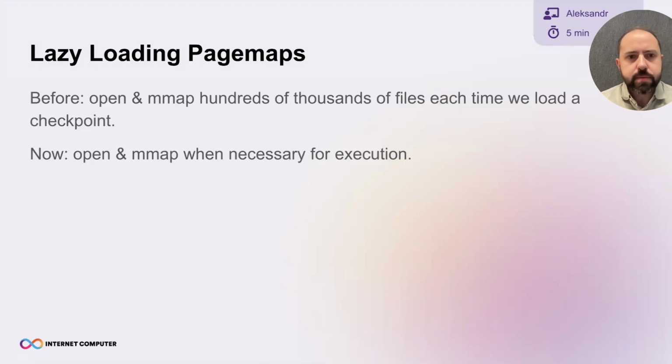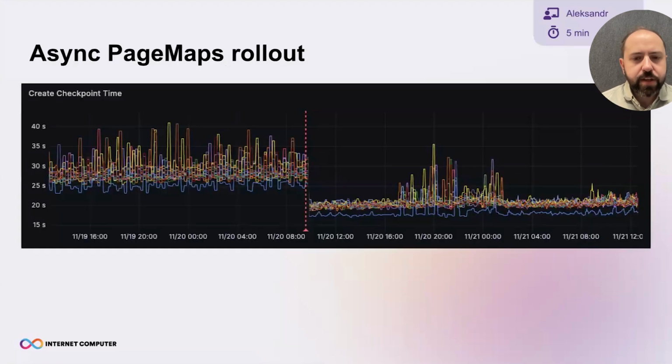Next slide, please. This is the effect on checkpointing duration on OpenChat. This is the rollout from last week, and as you can see, it immediately sped things up by a factor of roughly 1.5, and the effect is larger on the slower nodes, which I find good. Next slide, please.